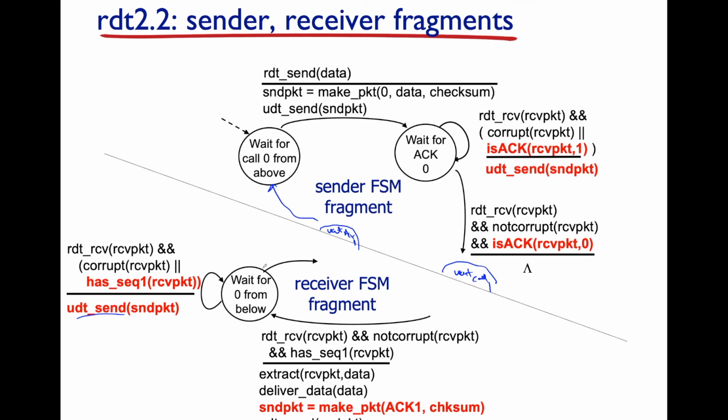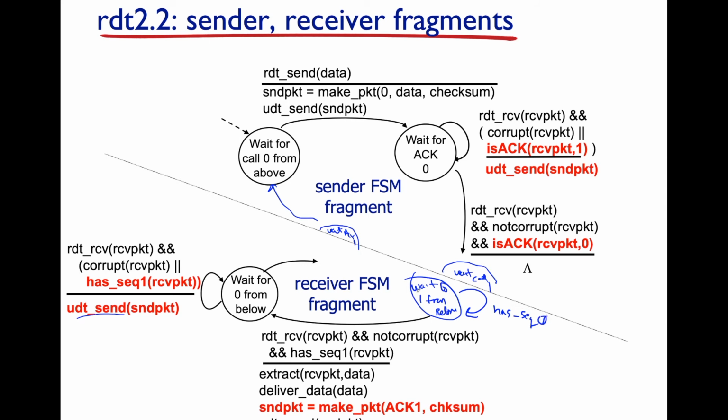And so now for this edge, that means we get an RDT receive, and it's not corrupt. The stored checksum is equal to the calculated checksum, and it has sequence number 0. And so now we transition to this other state, and it's wait for 1 from below. Now, of course, we're going to have a self edge, and that self edge is going to look just like the self edge here, except instead of having has sequence number 1, it's going to say has sequence number 0 on the packet.